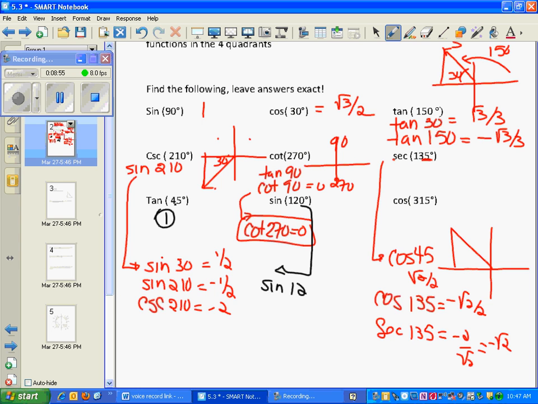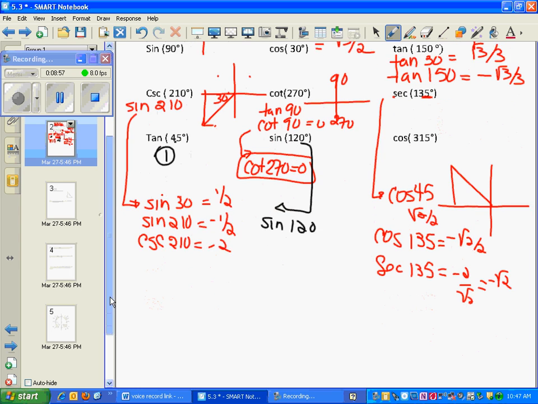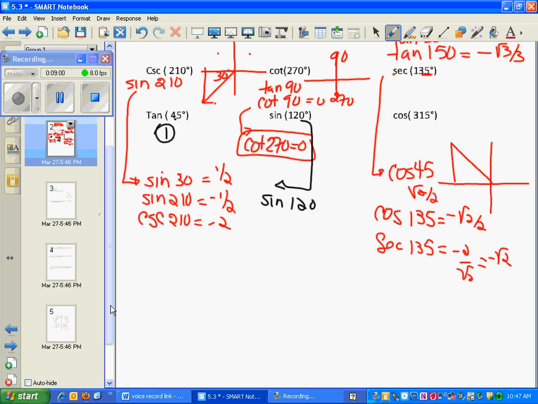Sine of 120. Which quadrant is it? Second quadrant. What's your reference angle? 60. What is the sign going to be in the second quadrant? Is it a positive or a negative value? Positive. So we know, what is the sine of 60?